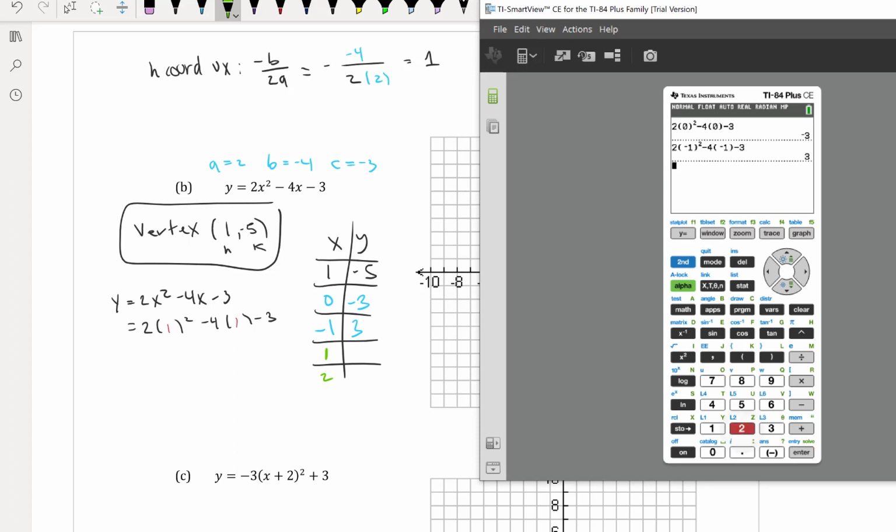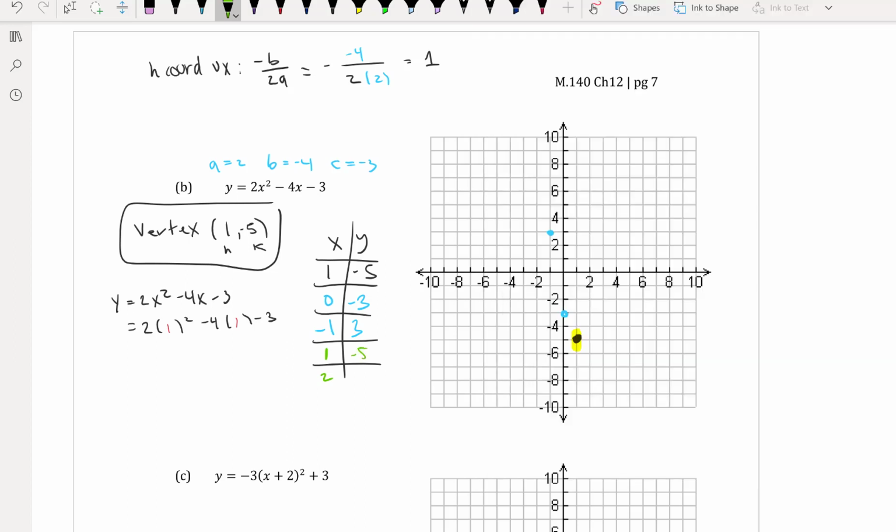So I have 2 times positive 1 squared minus 4 times my positive 1 minus 3. And that gives me a negative 5. So I have positive 1 at negative 5. Oh, I already had that, didn't I? That was the same as here. So that makes sense. Okay.